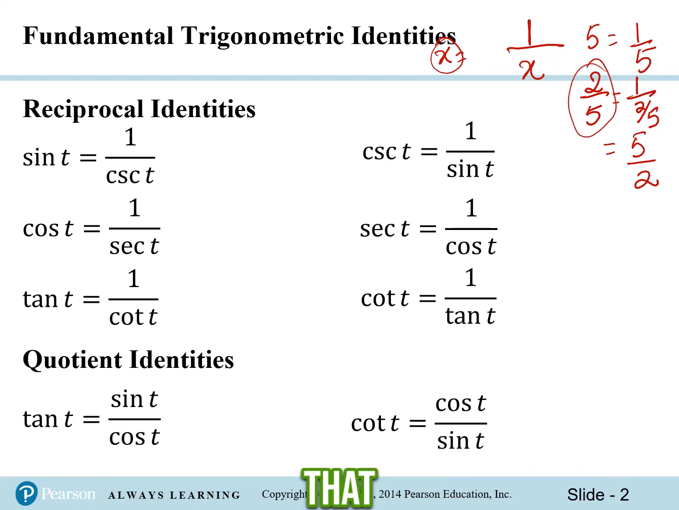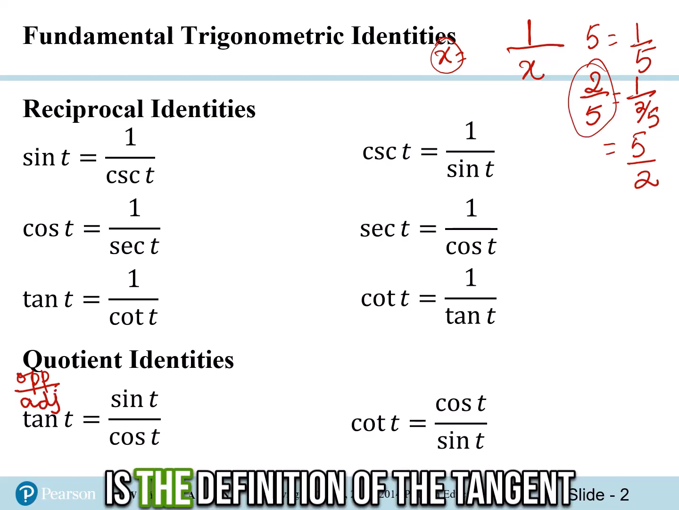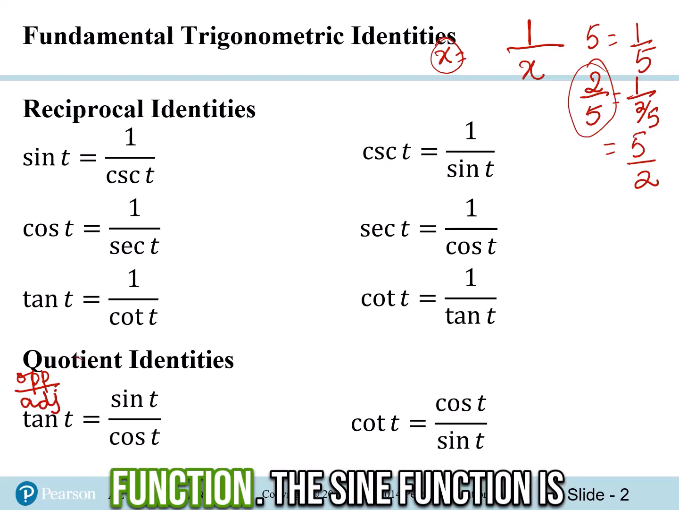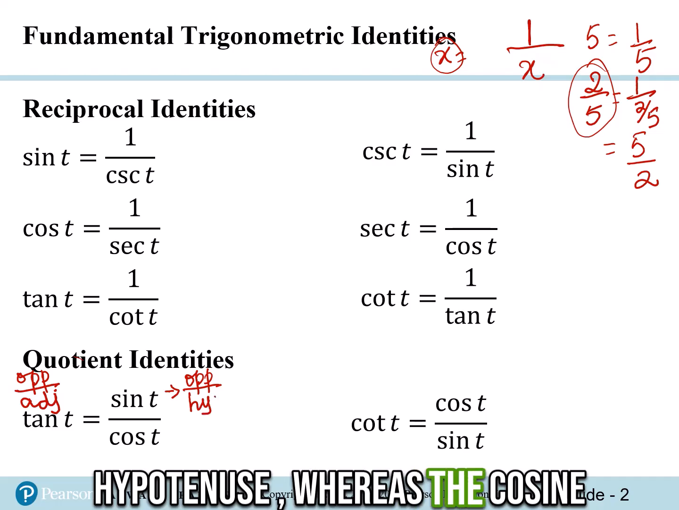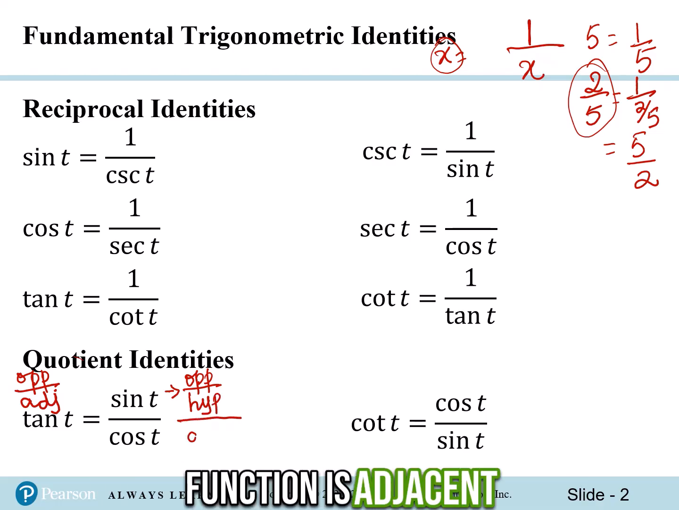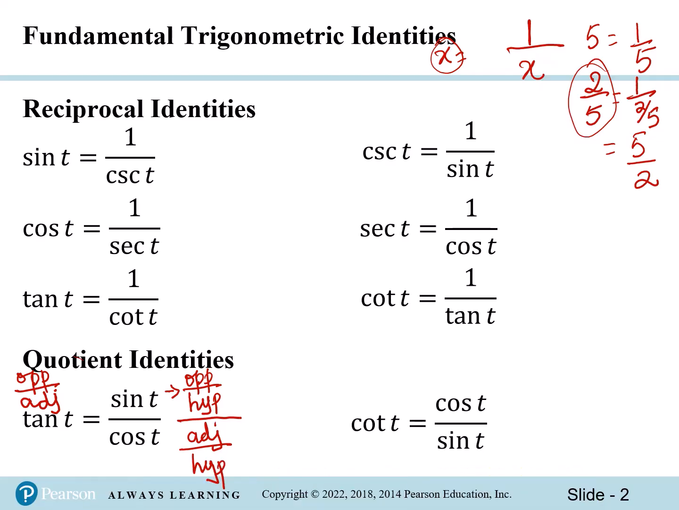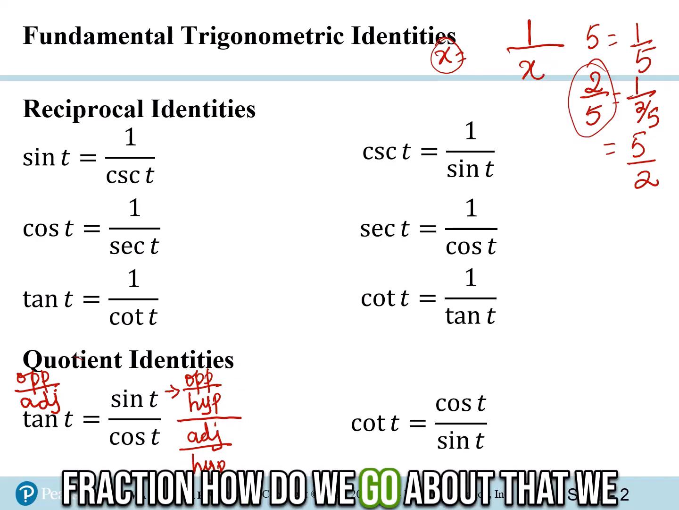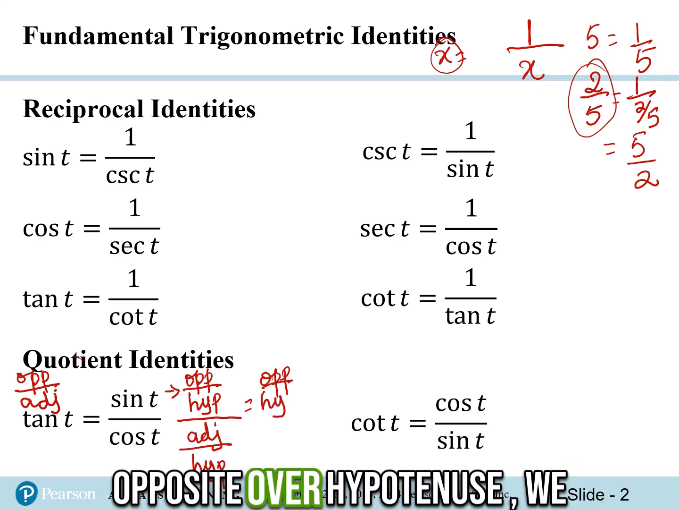So recall that tan is defined as opposite over adjacent, right? Opposite side over adjacent is the definition of the tangent function. The sine function is defined as opposite over hypotenuse, whereas the cosine function is adjacent over hypotenuse. Now, when we do this division of this fraction, how do we go about that? We keep the numerator fraction as is, opposite over hypotenuse.